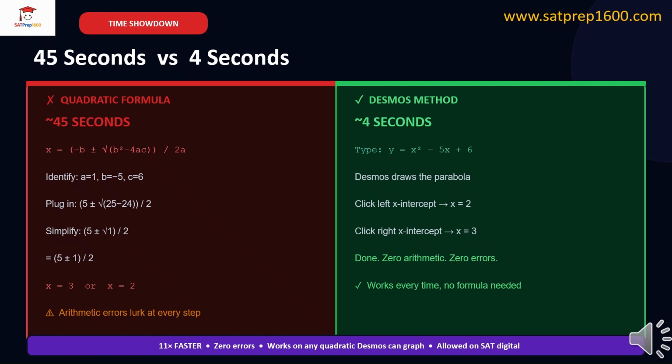Desmos? Type y equals x squared minus 5x plus 6. The parabola draws itself. Click the left intercept. X equals 2. Click the right. X equals 3. 4 seconds. 0 arithmetic. 0 errors. 11 times faster. Works on any quadratic Desmos can graph. And yes, it's fully allowed on the digital SAT.